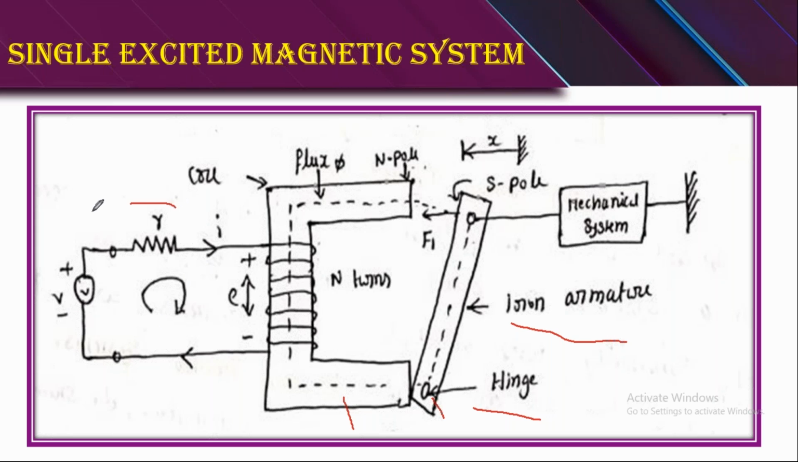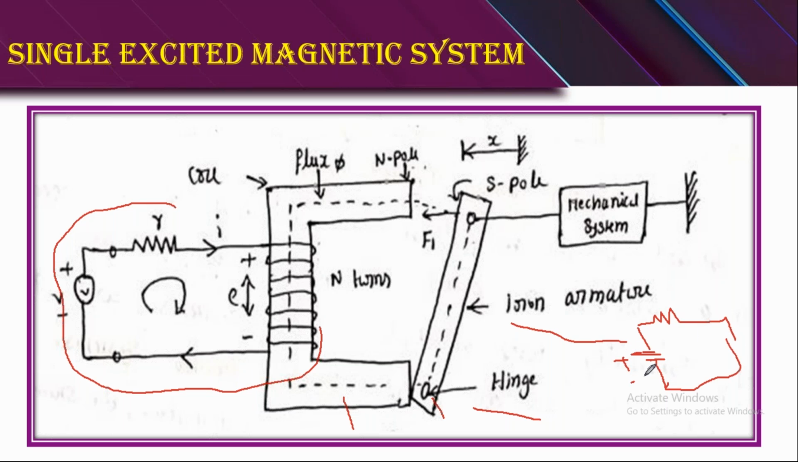Now this part looks like an electrical circuit, right? So this is the circuit we have. This is the input we are applying here. This plus minus V has the resistance R, and at the output terminal we can get the terminal voltage VT or current I.